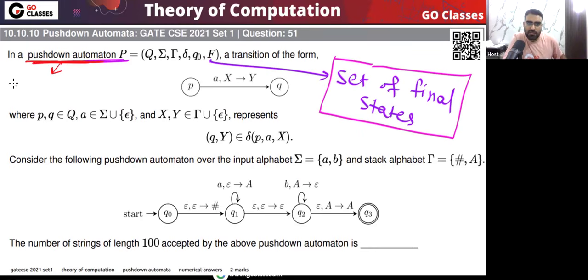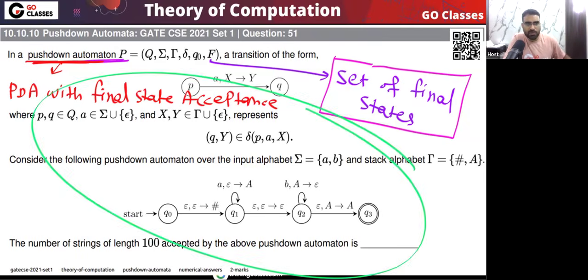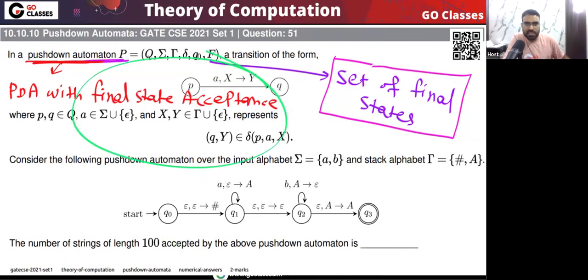This is a PDA with final state acceptance. Yes or no? This is a PDA with final state acceptance, not empty state acceptance. I hope you understood, because remember, the set of final states is given to you. In this question, it is not given whether this PDA is accepting by empty state or by final state. That is not given. But if you notice the definition of the PDA, the set of final states is given to you. So this is a PDA by final state acceptance. I hope this point is clear. Very simple point. Yes or no?